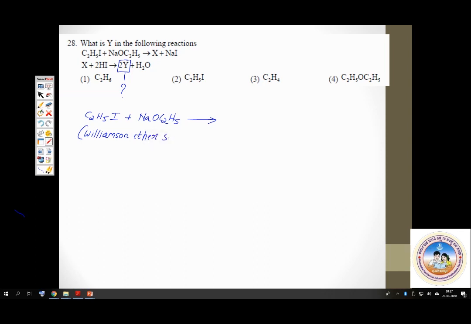So you end up getting diethyl ether. This ethyl group and this ethoxy group would get connected. So it is C2H5OC2H5, diethyl ether, plus NaI, sodium iodide. Okay, that is compound X. Diethyl ether is compound X.